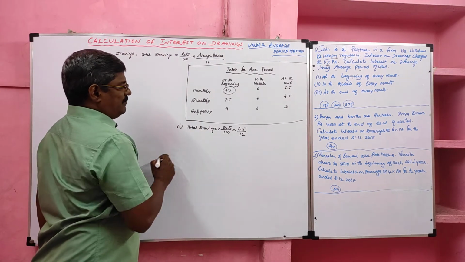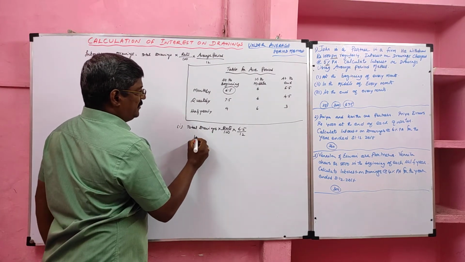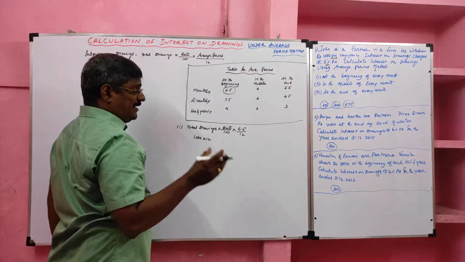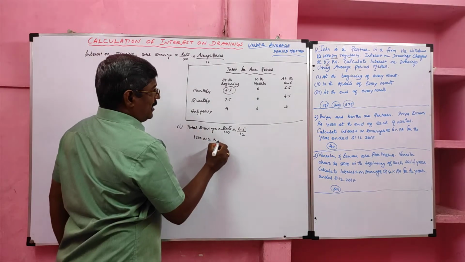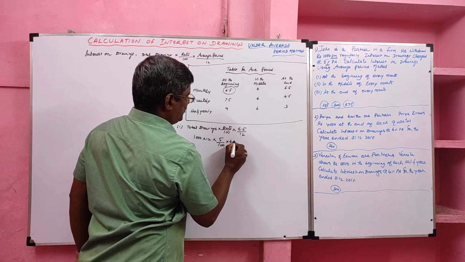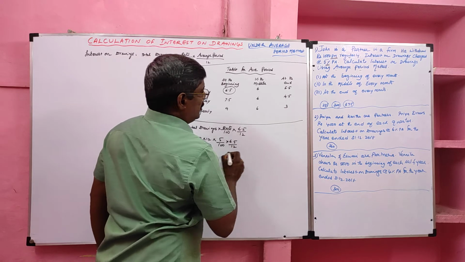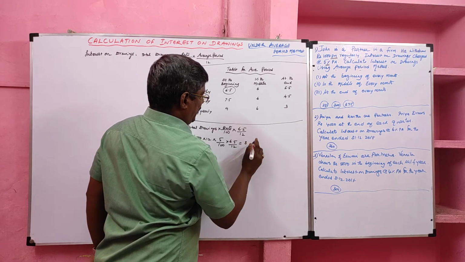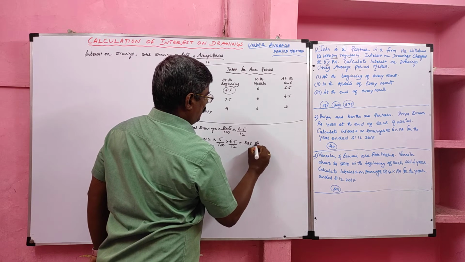Now I am going to apply the formula, total drawing. So every month drawing 1,000, it should be multiplied by 12 because in a year there are 12 months, into rate given in the question 5 by 100. So average period is 6.5 divided by 12. So our answer is 325. Our answer is 325 rupees.